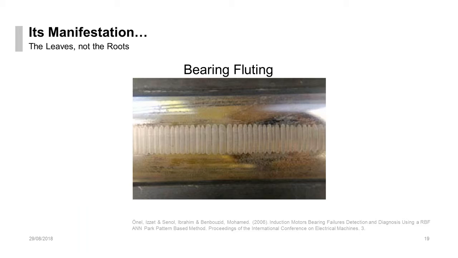I would like to show you some manifestations of what this type of problem can cause inside your equipment. This is a really textbook case of bearing fluting. This is on a roller element bearing, and you can see this washboard pattern. The root cause of this failure is not a bearing problem. It is an electrical issue.